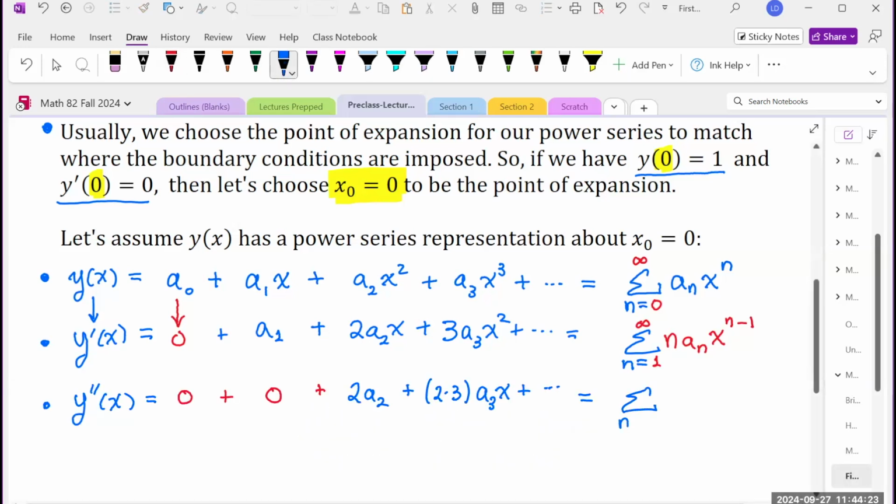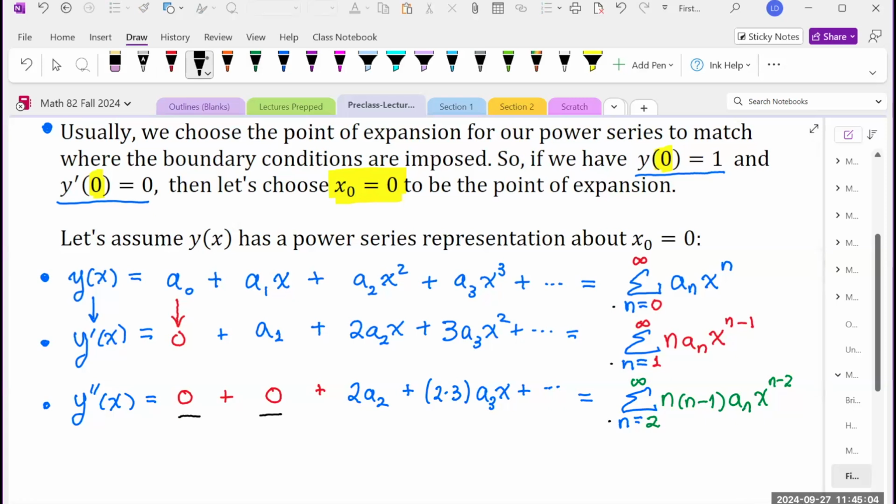What I hope you were able to get is the following. The sum as n goes from 2 to infinity of n times n minus 1, a sub n x to the n minus 2. Now note, I changed the start point for each one of these sums from n equals 0 to n equals 1 to n equals 2, but I could actually start each one of these at n equals 0 if I so chose, and I would simply be adding on 0 terms to my sum. So if it's convenient to start everything at n equals 0, that is also possible.